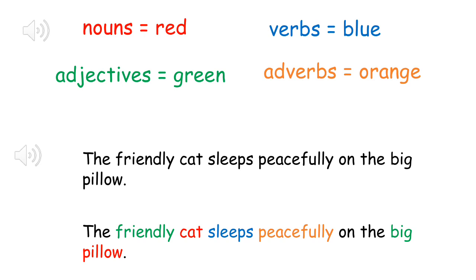The friendly cat sleeps peacefully on the big pillow. So I'm going to underline cat in red because it's a noun, and pillow because it's a noun. I'm then going to underline friendly in green because it's an adjective, and big in green because it's an adjective. And then I'm going to underline sleeps in blue because that's a verb, and peacefully in orange because it's an adverb. It's describing the verb.